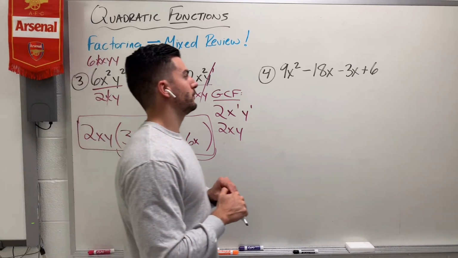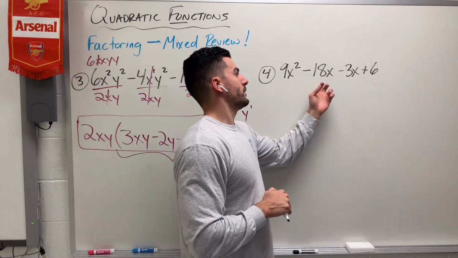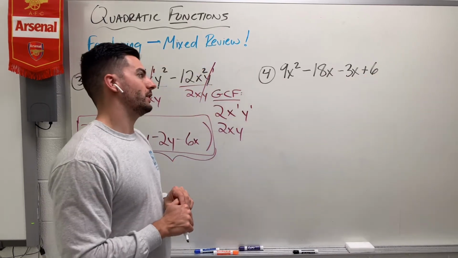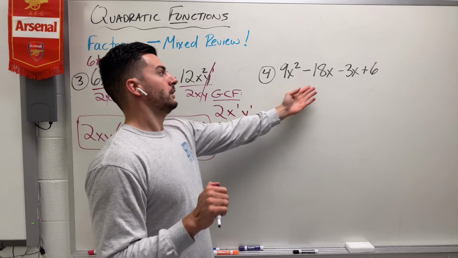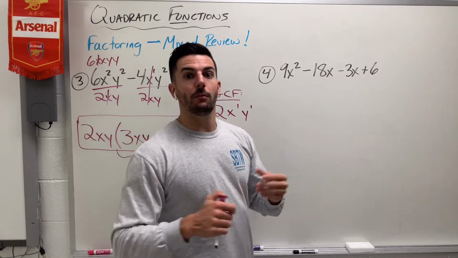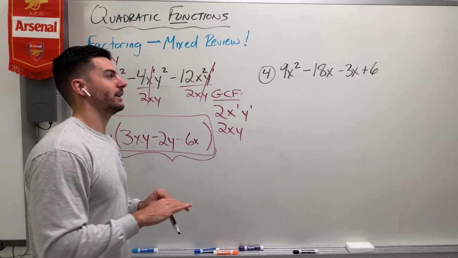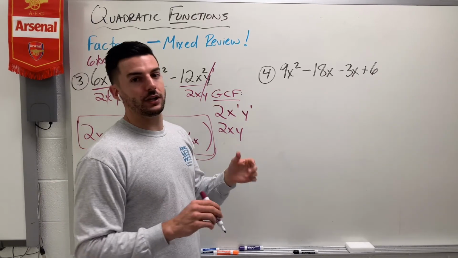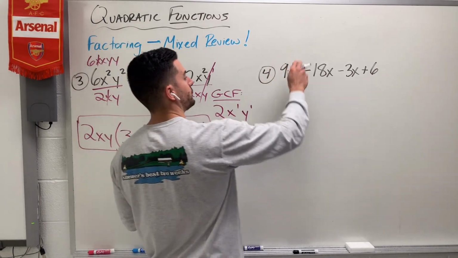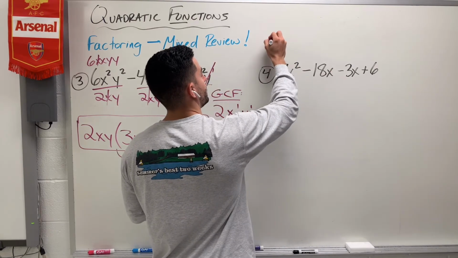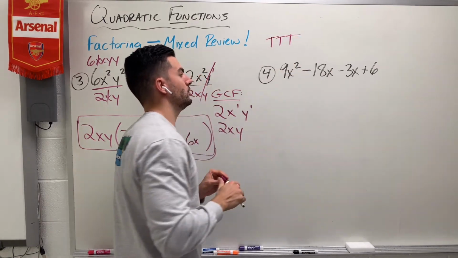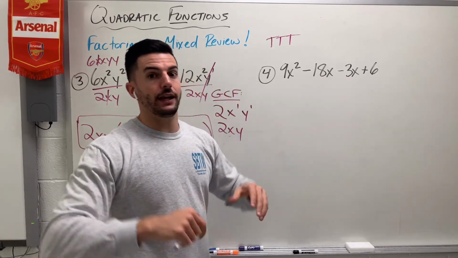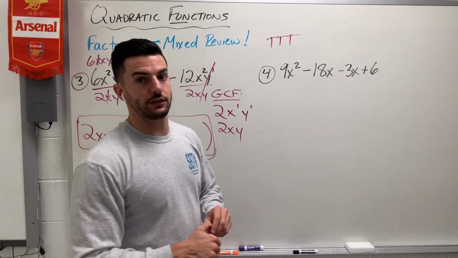Now moving on to number 4. Okay, now number 4, there's 4 terms in here, okay? And you might notice with this one right away, oh, there's 2 terms in the middle here that I can combine, okay? And yes, you can. So you can actually go 2 different directions with this one. You can either factor it using tic-tac-toe, and to do that, you would combine the 2 middle terms, and then, again, follow that same process of tic-tac-toe.